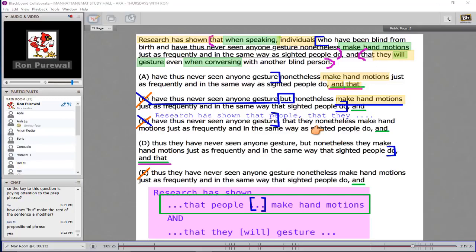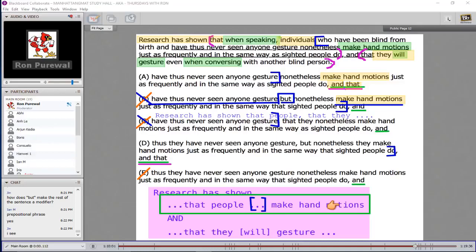Yeah, D has the same problem as B does. Again, there's no place for "but" here, and I think, Jen, your question is going to be addressed by this too. Research has shown that people make hand motions. You can't put a "but" there because there's nothing for "but" to connect. You have individuals, modifier, make hand motions. So "make hand motions" is not connected to anything before it. If you say, "but they make hand motions," then you have nonsense, because the parallel structure is between this and the thing after it, not the thing before it.